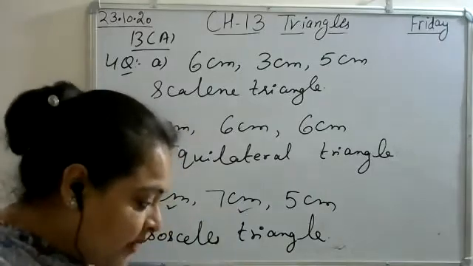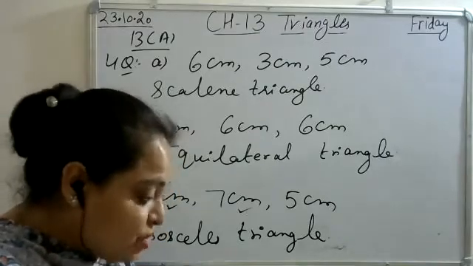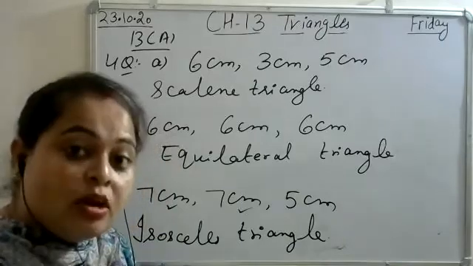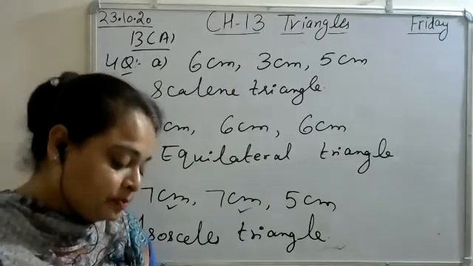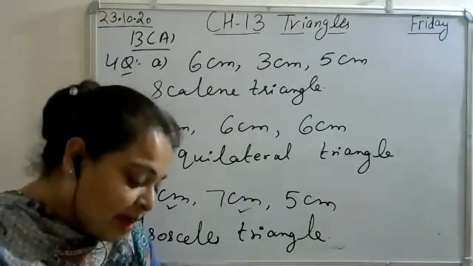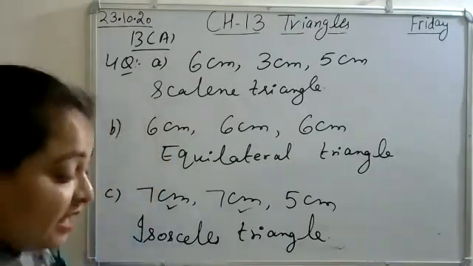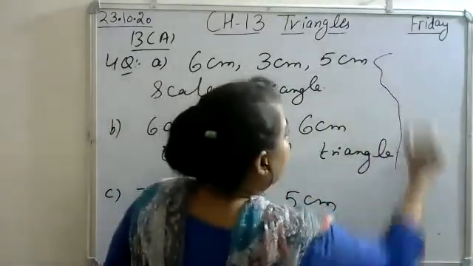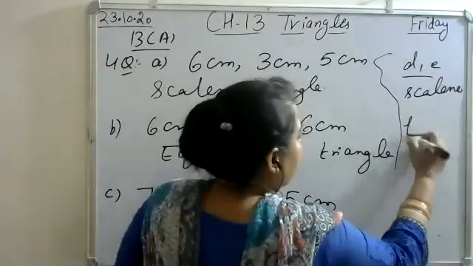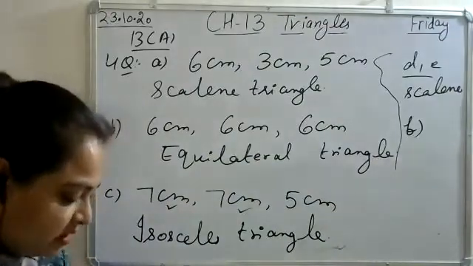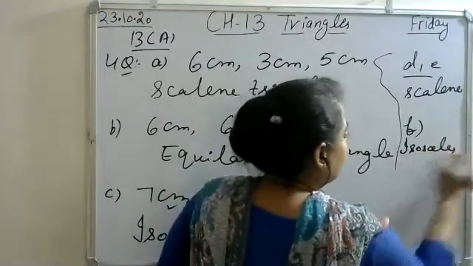Now what about D part? Yes, very good, Ranesh. D part is scalene. So write down on your book with pencil. Complete all the parts D, E, F. What about E part? Yes, D and E both are scalene. Very good. And F part? Yes, isosceles. Very good. Isosceles triangle.